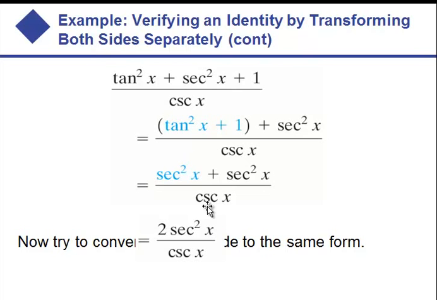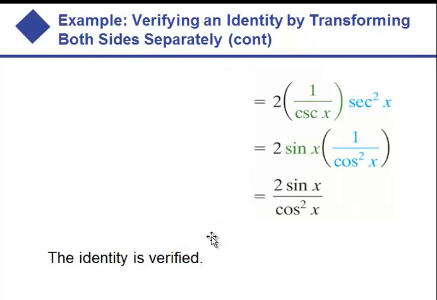On the right-hand side, we just move the 1 over, right? So tangent squared plus 1 becomes secant squared. Then we get 2 secant squared over cosecant. And if we convert that, right, 1 over cosecant is sine. We get 2 sine over cosine squared, and that's what we had on the other side.